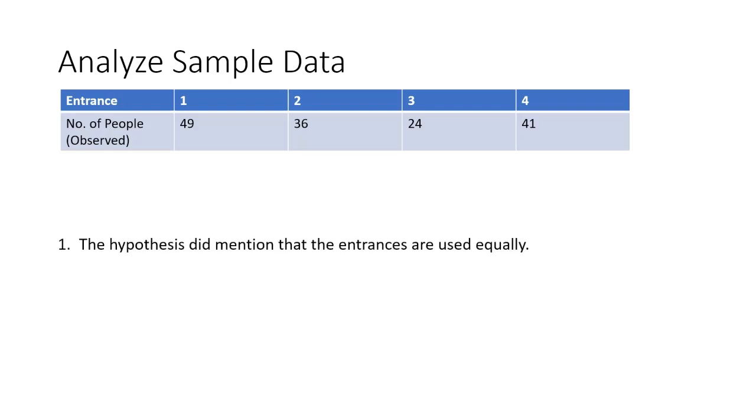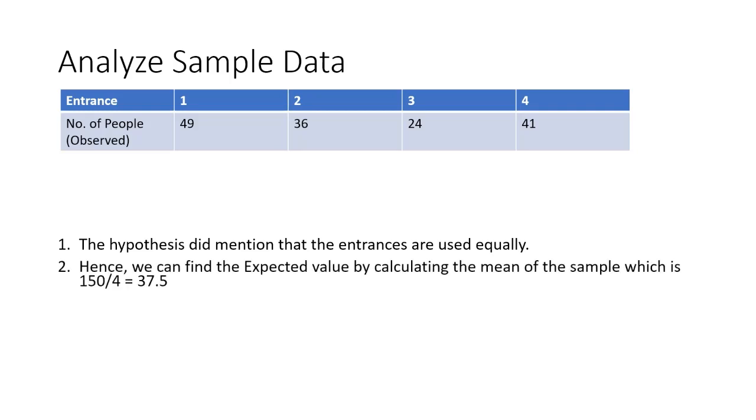Now, we are analyzing the sample data. To solve this using the chi-square goodness of fit test, we have to expand our sample data. The hypothesis did mention that the entrances are used equally. Hence, we can find the expected value by calculating the mean of the sample, which is 150 divided by 4, the number of samples, equals 37.5. Now, we can add that as the expected value in the table.